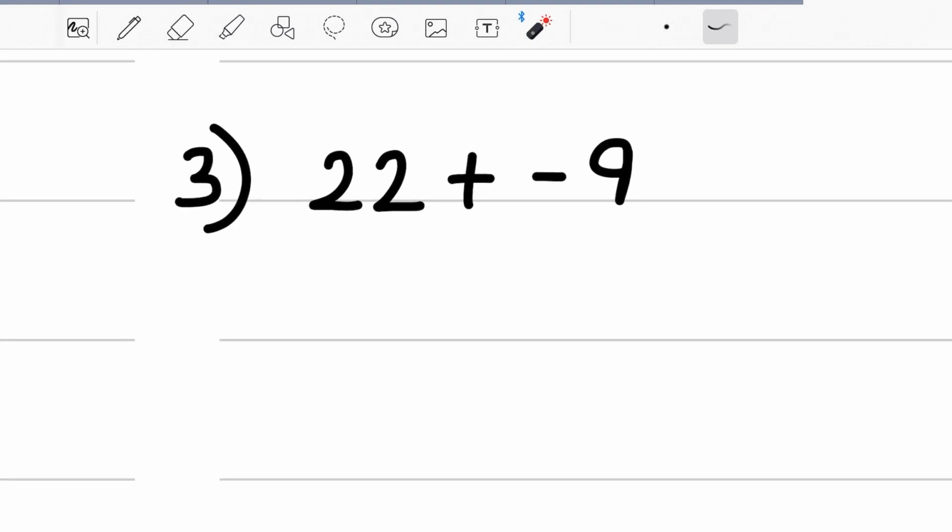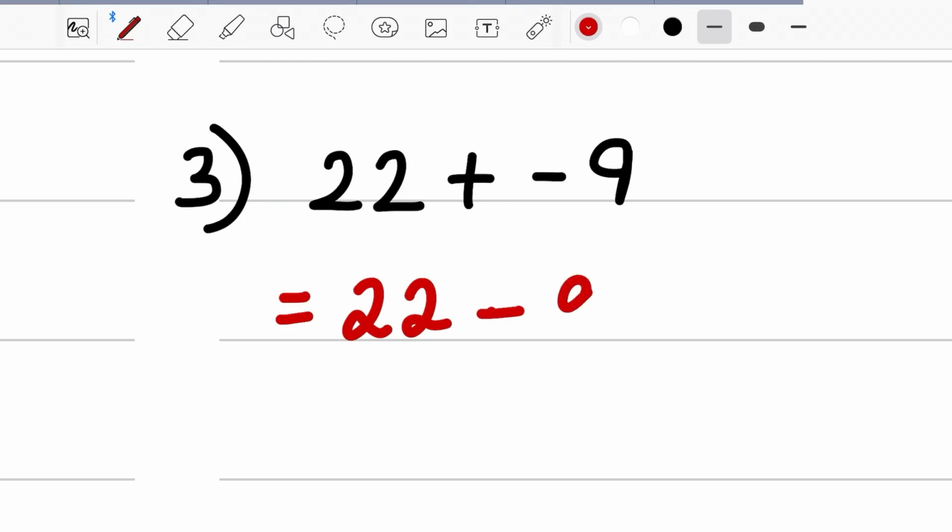Okay, example 3. We have 22 plus minus 9. So here, the signs are different. We have a plus minus, so that simplifies to one sign in the middle. So we have 22 minus 9. Now 22 is positive, 9 is negative, minus 9 is negative. So we find the difference. 22 minus 9 is 13. And since 22, your bigger number, is positive, your answer is also positive 13.